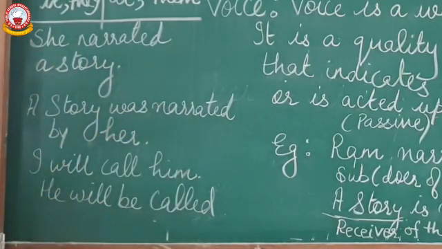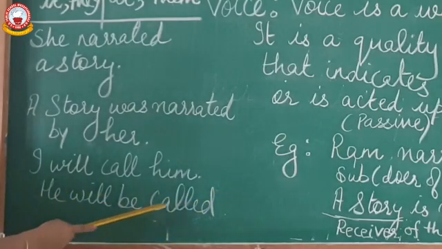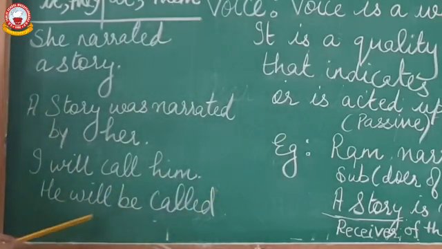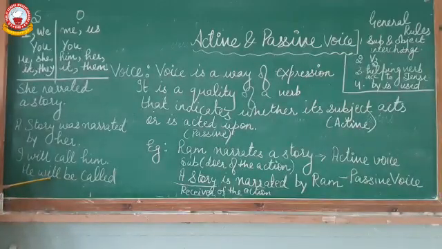Look at this third example. I will call him. He will be called. So it can be converted into passive form when we are changing your future tense. It is converted into will be. So in the passive form, the helping verb according to future tense is used.